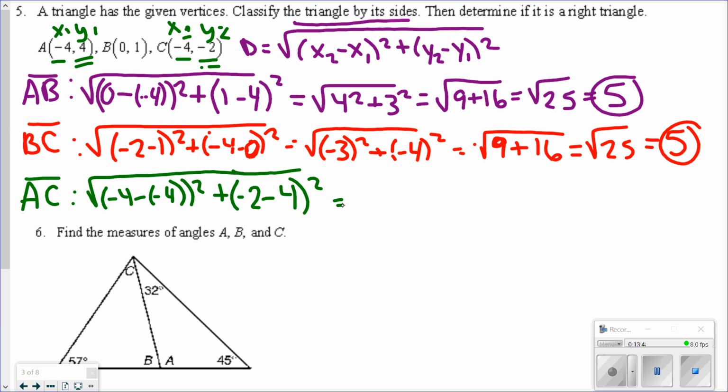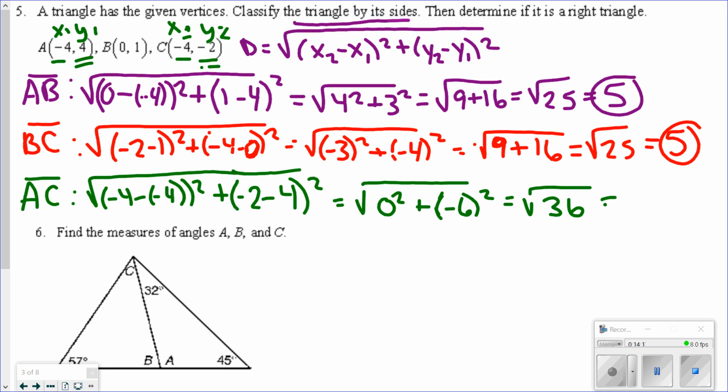All right, so I'm going to simplify this. And negative 4 minus a negative 4 is 0. So 0 squared plus a negative 2 minus 4 is negative 6. I'm going to square this, which gives me the square root of 36, which is equal to 6. So what type of triangle is triangle ABC? It would be an isosceles.